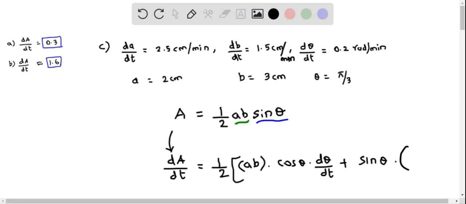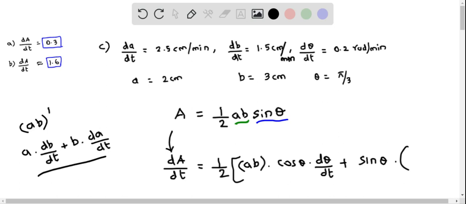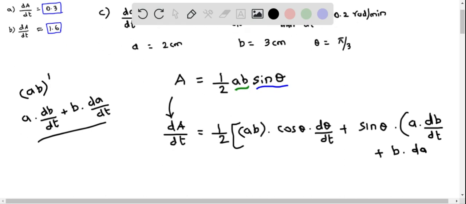When we find the derivative of ab, we should apply the product rule, since both are changing. According to the product rule, I write first a and then multiply with the derivative of b, which is db by dt, plus then I put b and then multiply with the derivative of a with respect to time, which is dA over dt. So this is the expression when you find the derivative of ab, which I write here: a times db over dt plus b times dA over dt.